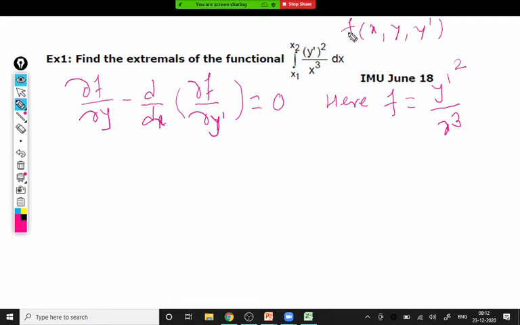For example, when you calculate ∂f/∂y, x and y dash are constants there. When you calculate ∂f/∂y dash, x and y are constants only. So this is the notation of a partial derivative. Now let me ask: tell me the value of ∂f/∂y. What is ∂f/∂y from this?